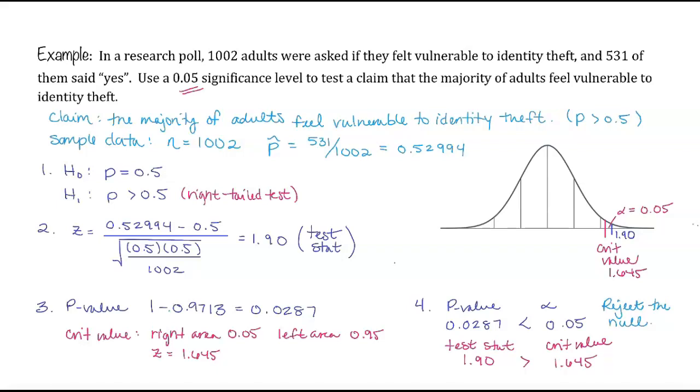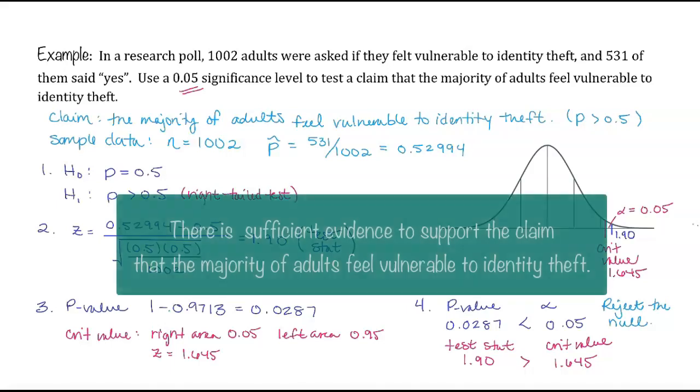With rejecting the null, that means that we have sufficient evidence then to support the claim. So we might say something like this: there is sufficient evidence to support the claim that the majority of adults feel vulnerable to identity theft.